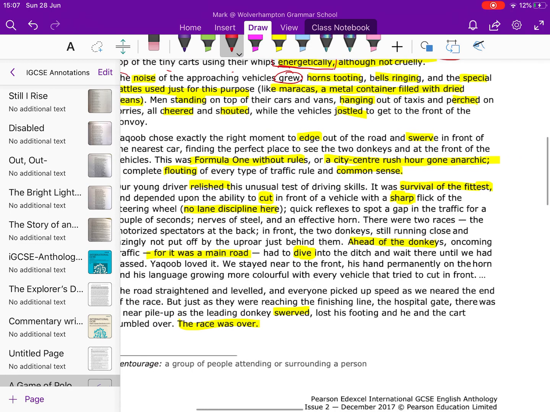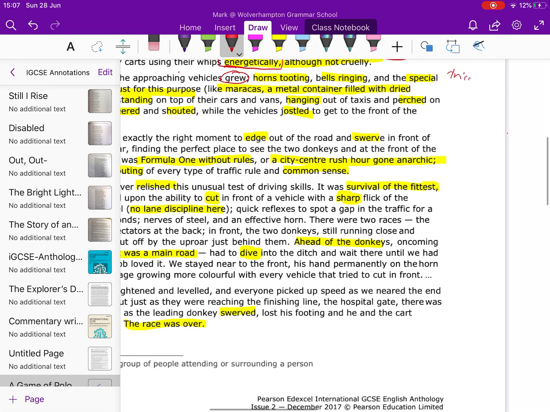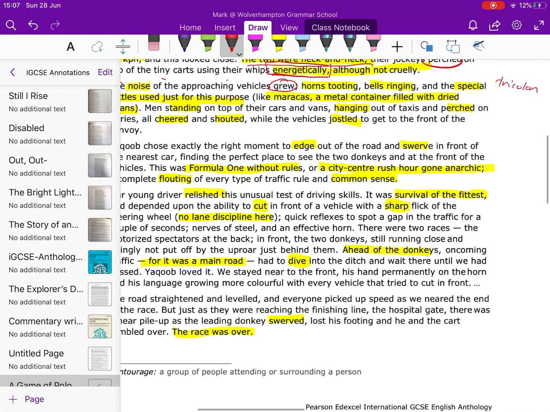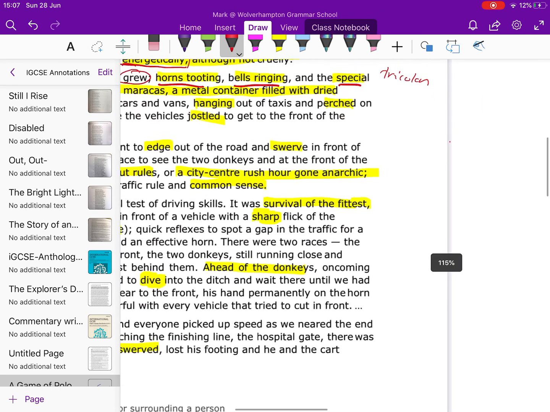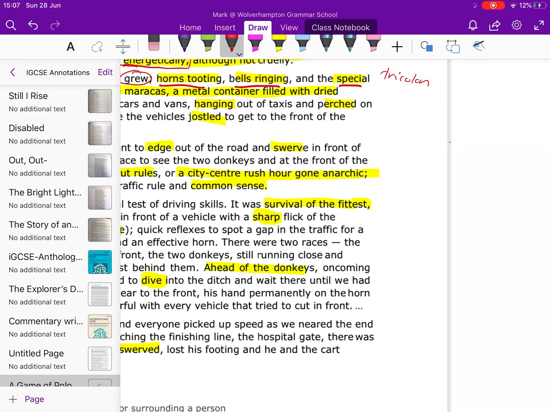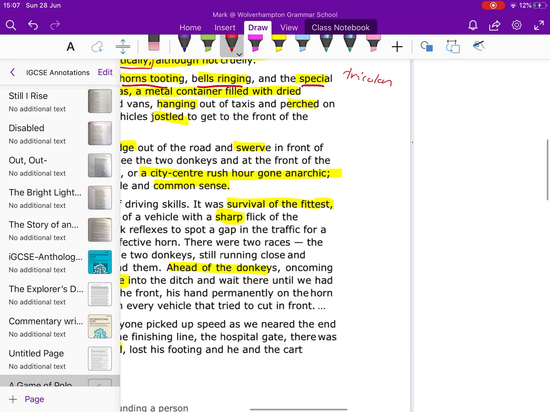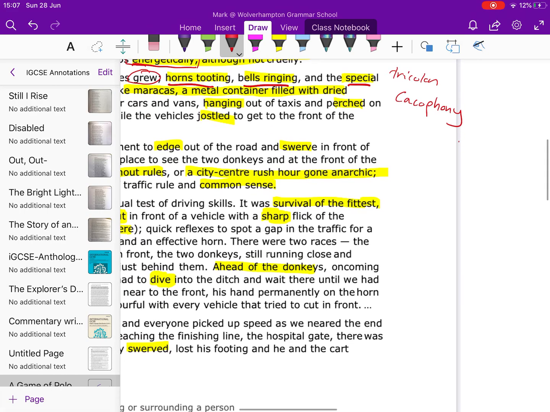What we have here is the semicolon followed by a tricolon of descriptions to do with the sound. So we have horns tooting, bells ringing, and the special rattles used just for this purpose. So we have the tricolon, so that's used to give us 3 different sounds. And what that does is it creates this sense that there is a cacophony of sounds. So if there's a cacophony of sounds, that means that it's very loud. There's lots of different noises contributing to this massive sound. And that's what's going on here.